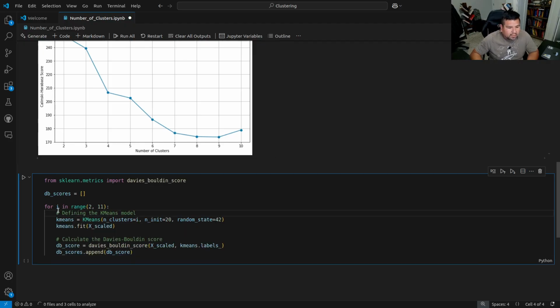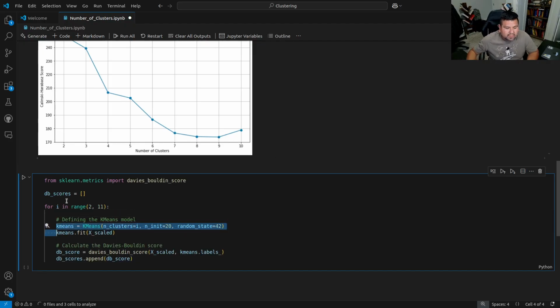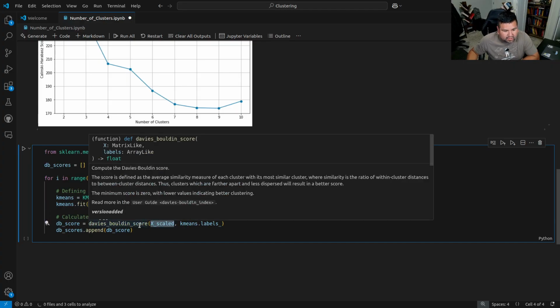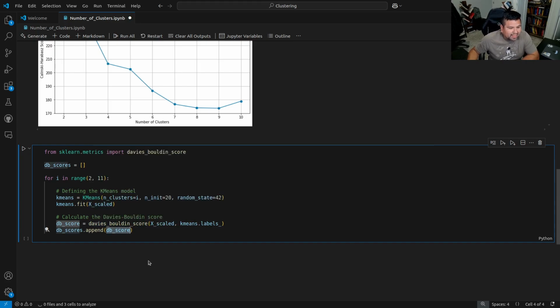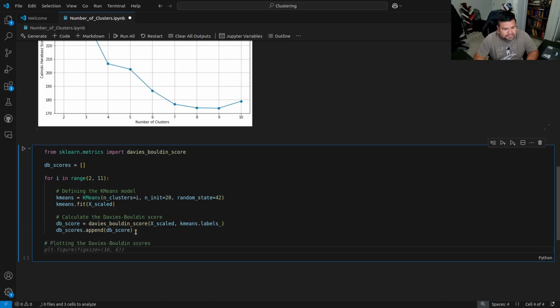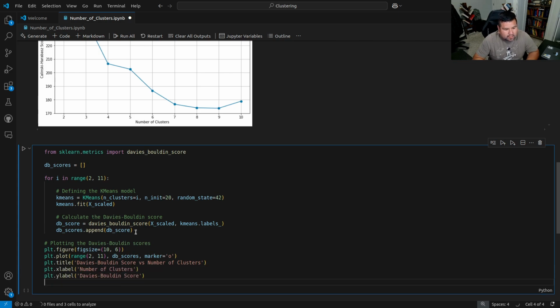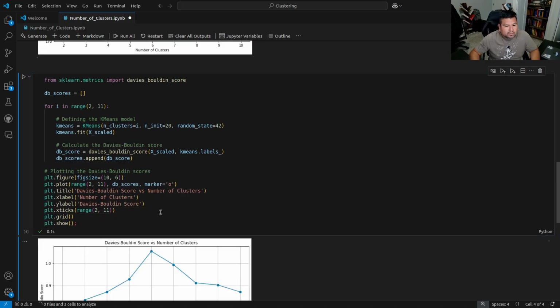We define the model. KMeans, the number of clusters is going to be changing from 2 to 10, n_init is 20. Then we apply that to the data, extract the cluster labels, and with the data and the cluster labels, we compute the Davies Bouldin score, and then we append it into the list that we create here, and then we're going to visualize the result. Almost there. All right, so now let's run this.